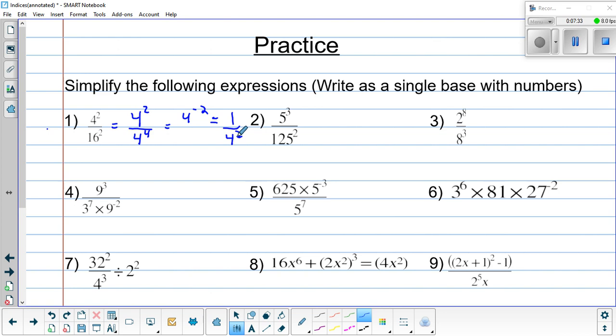Here, I know 5 times 5 is 25, times 5 is 125, so this bottom part, I'm going to put as 5 cubed. That's going to be all squared, and this will be 5 cubed. So I'll be left with 5 cubed over 5 to the 6, which is equal to 5 to the negative 3. Okay, next one, once again, I'm just going to convert my base in the bottom. So 2 times 2 to the power of 3 is 8. All to the power of 3. So we'll get 2 to the power of negative 1, or 1/2.